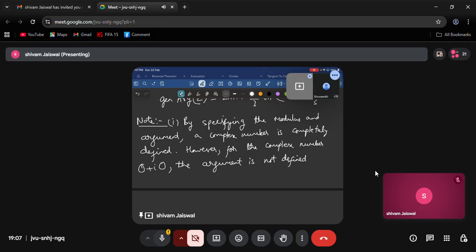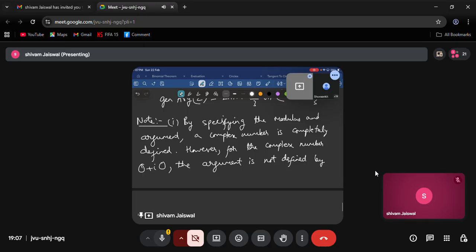For a purely real number, of course, what is the argument? Tell me. 0. Understood? Because there is some ray from the origin. But for 0 plus iota into 0, there exists no ray. It is just a point.